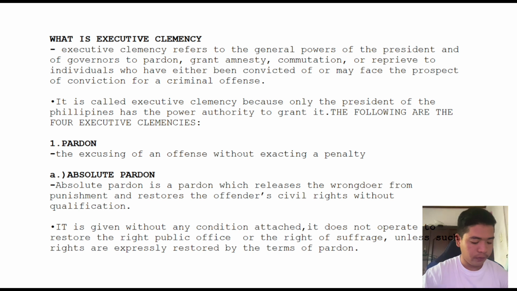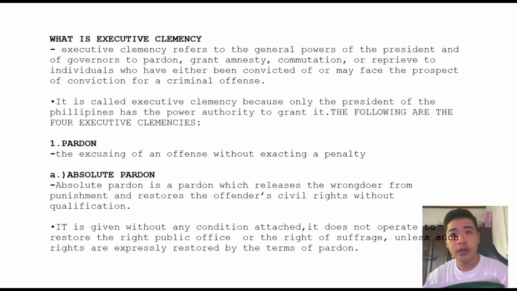What is executive clemency? It is called executive clemency because only the President of the Philippines has the power and authority to grant it. Ang executive clemency po ay ito po yung tumutukoy sa commutation of sentence at conditional pardon at absolute pardon. Na maaari pong ipagkaloob ng Pangulo at rekomendasyon ng lupon.